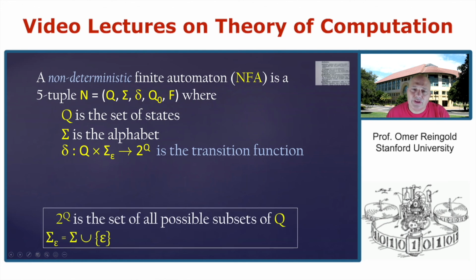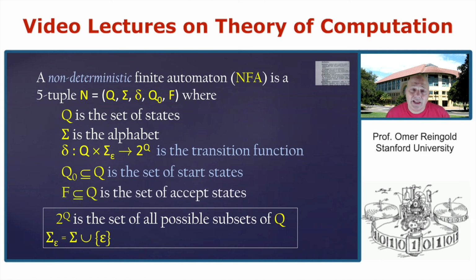So Q is a set of all possible subsets of Q, and sigma epsilon is sigma union epsilon. Q0 is the set of start states, so now we allow more than a single state. And F is again the set of accept states. So this is how you specify formally an NFA, and we need to again define what are the languages accepted by the NFA.